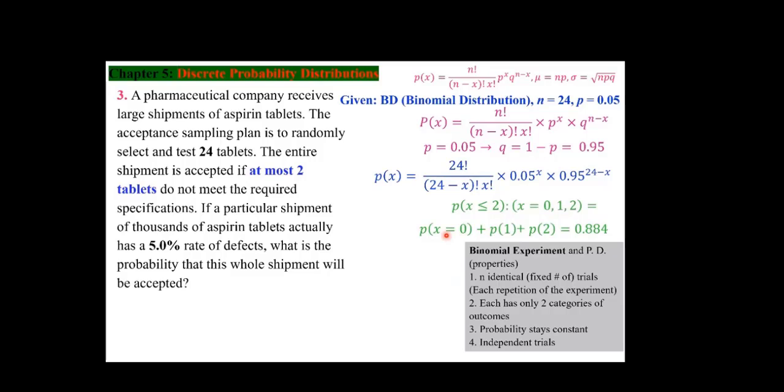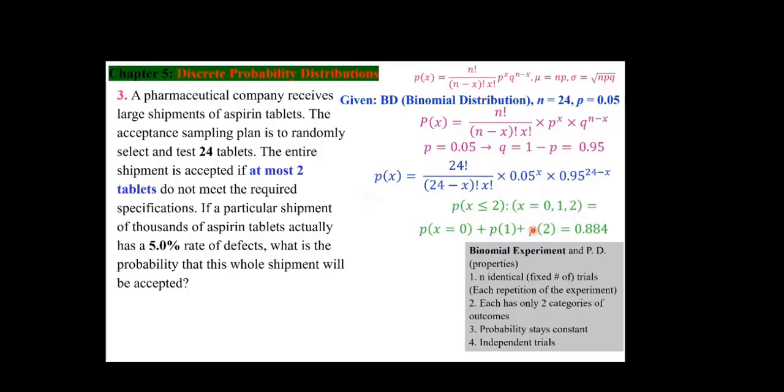By the way, I put here x equals 0, and then I didn't put x here for short: probability of 1, probability of 2. And they add up to 0.884, which of course means 88.4%. They didn't ask for a percent. That's good enough. Now, if you want to go with this formula, you have to plug in 0 calculated, 1 calculated, 2 calculated, add them up.